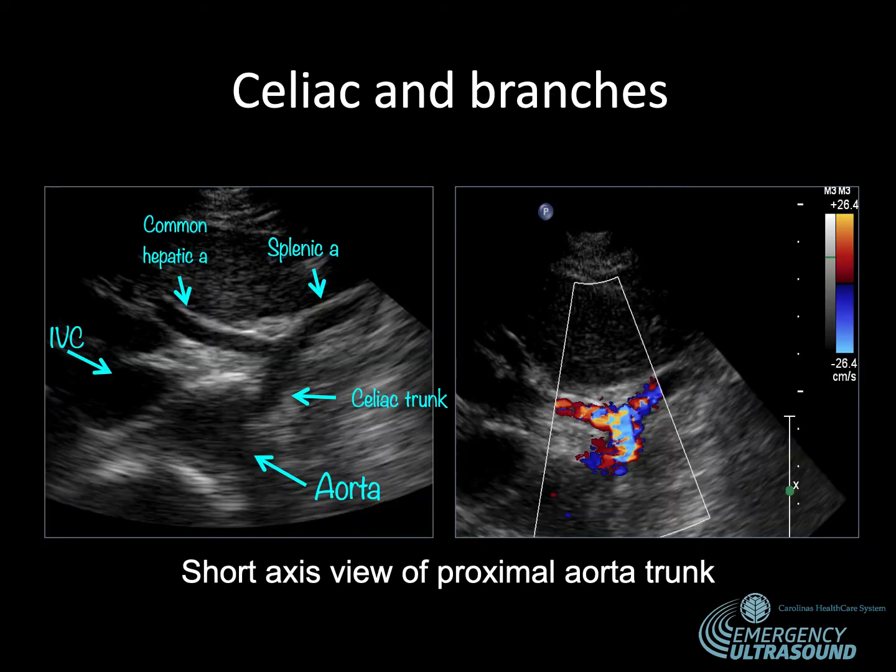In our transverse axis, on the left side of the screen, we're able to see the labeled aorta, then the celiac trunk, and the celiac trunk as it branches into the splenic artery and common hepatic artery. We can see it with colored Doppler applied as well. It almost looks like a seagull, if you will.